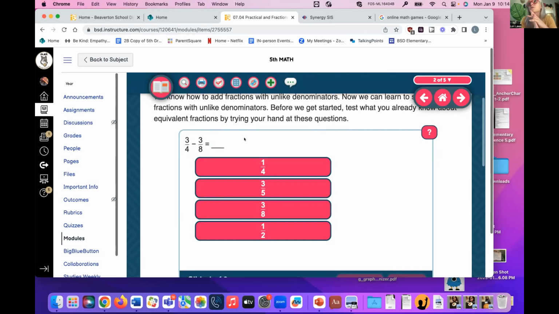3/4 changes into how many eighths? Say it out loud, somebody. I can't see the chat right now. You might be typing it. Nope, nobody did it yet. So guys, if I have to multiply my 4 by 2 to make it 8, I've got to multiply my 3 by 2, and it becomes 6/8. 6/8 minus 3/8 equals 3/8, right? Boom.